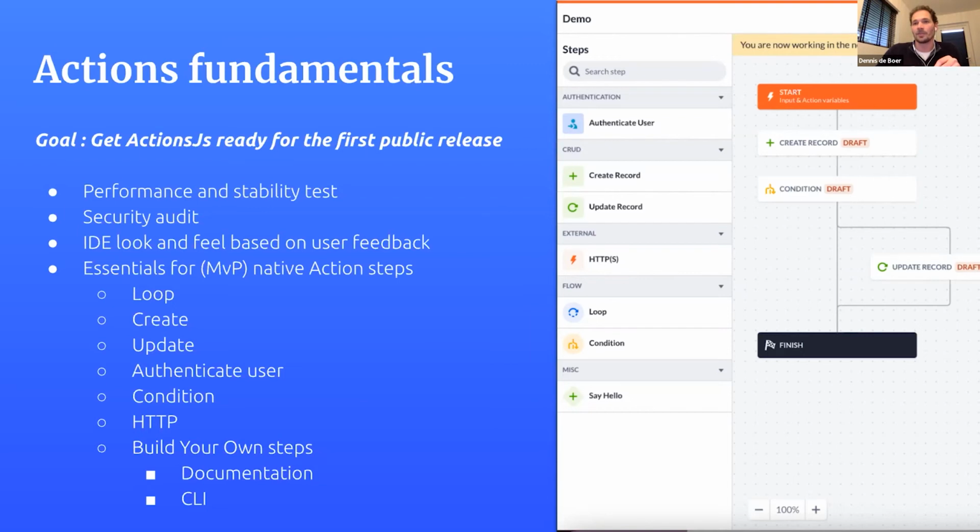The majority of the work was in making sure that all the essentials were ready for the action steps. Because this is a new environment, all the steps had to be created from scratch again. Now we have a basic set ready. Everything is still behind a feature flag, but we are able to beta test at least a loop, which allows you to loop through a collection, and a create step, which you can use to add simple records to a database. So no file support yet, no relations yet. The same goes for the update step. It's just a simple single record insert into the database.